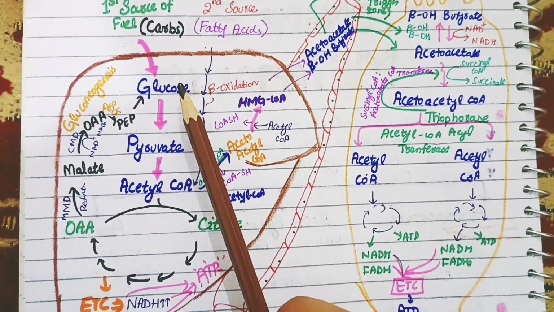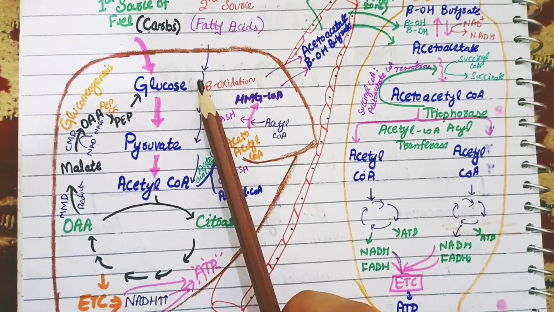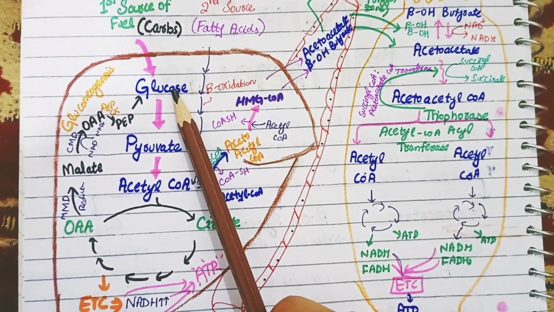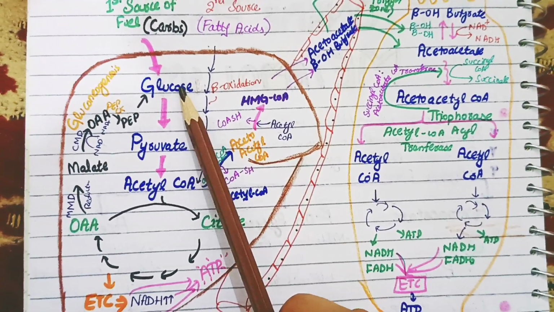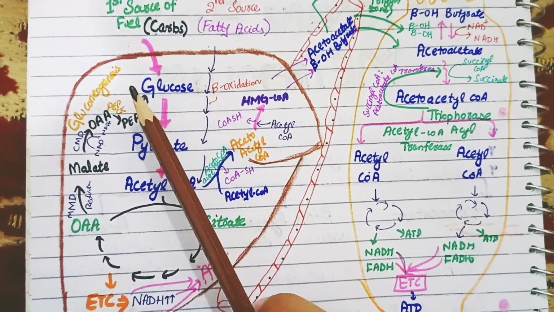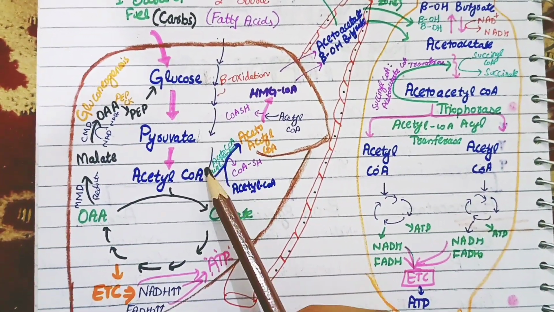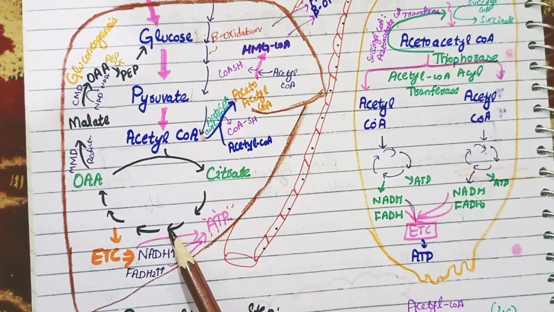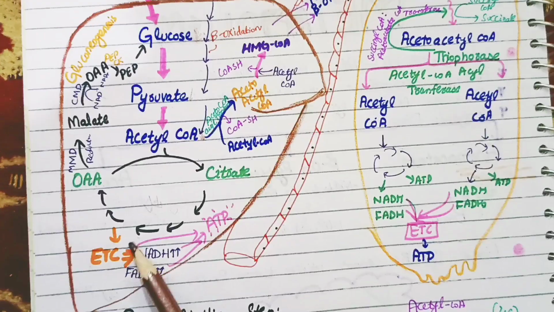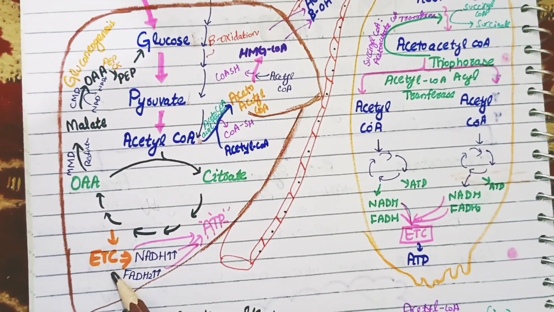In certain conditions, when there is a low blood glucose level or prolonged starvation, or low glucose in the cell due to decreased uptake as a result of insulin deficiency in cases of diabetes mellitus type 1, the glucose level will decrease. As a result, the pyruvate level will also decrease. That will result in decreased acetyl-CoA production. The production of all the products of the Krebs cycle will also be decreased, resulting in decreased ATP production through the electron transport chain.